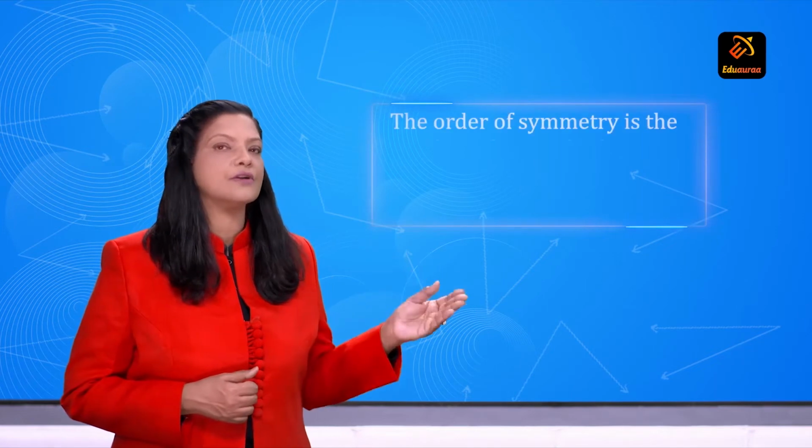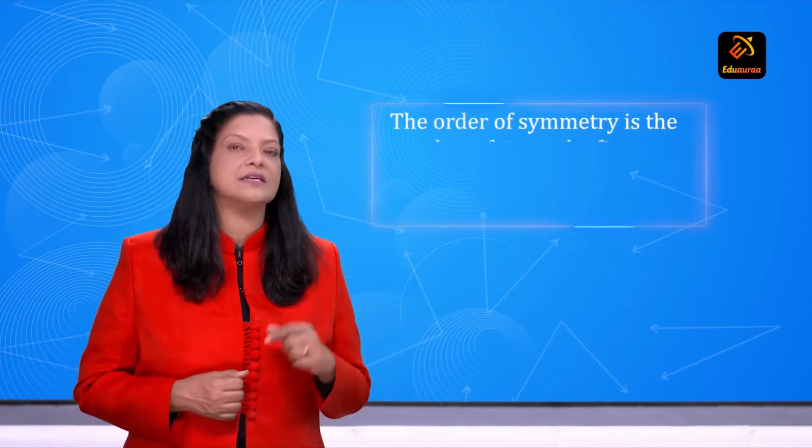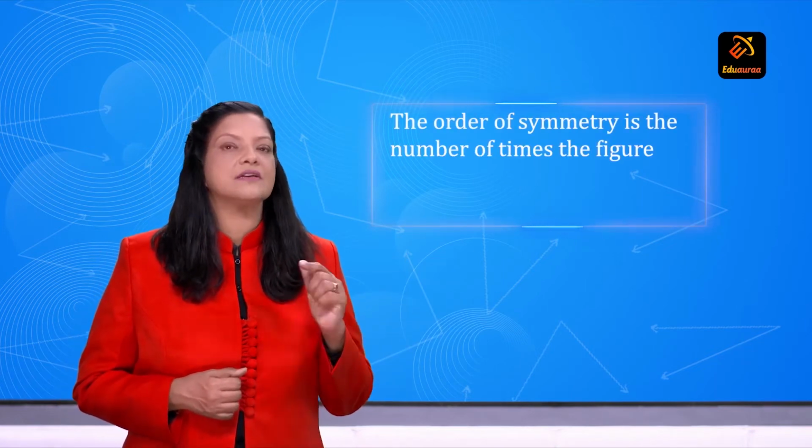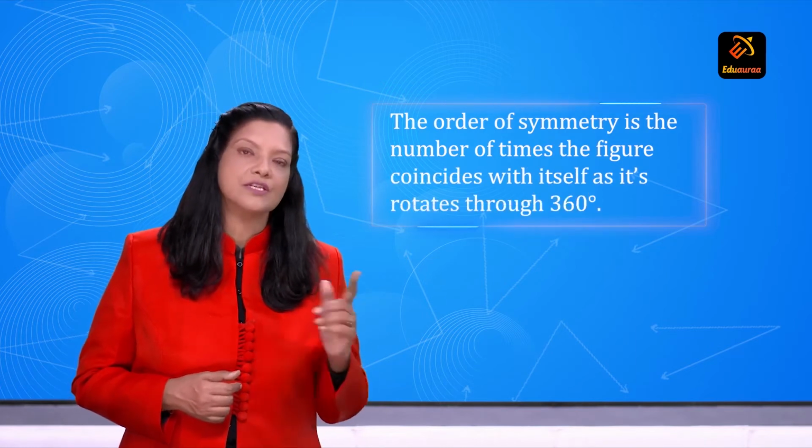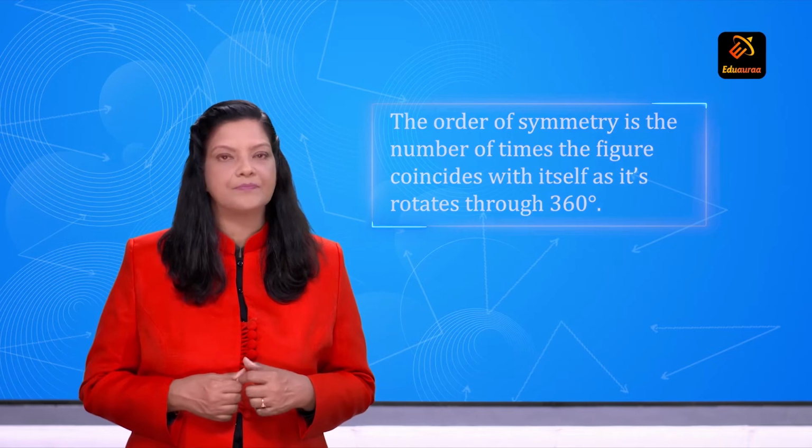The angle of rotational symmetry is the smallest angle for which the figure can be rotated to coincide with itself. So how can we define it? The order of symmetry is the number of times the figure coincides with itself as it rotates through 360 degree.